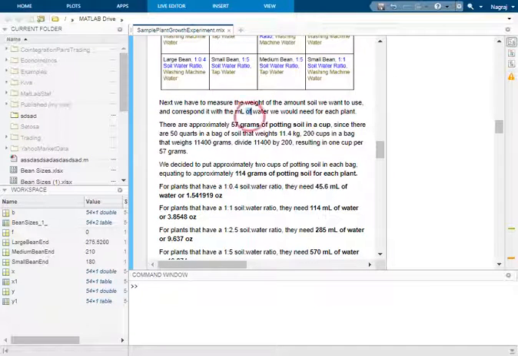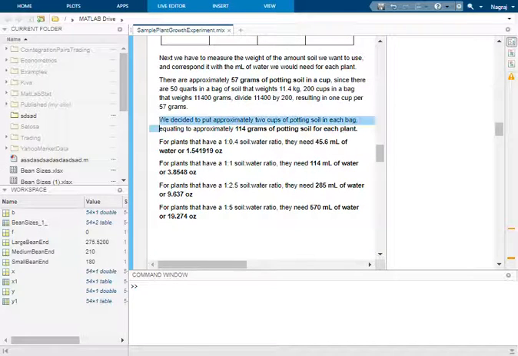So next, I measured the weight of the amount of soil we want to use. I did a bit of math and I found out that there's 57 grams of potting soil in a cup. And since I'm using two cups of potting soil in a bag, there's 114 grams of potting soil for each plant. So for plants that have 1 to 0.4 soil ratio, they'll need 45.6 milliliters of water. Same with all of these.